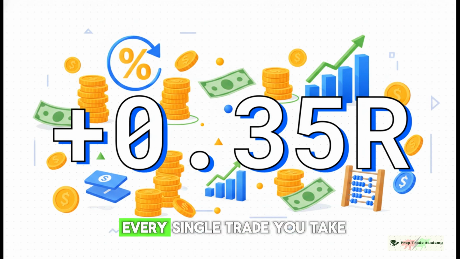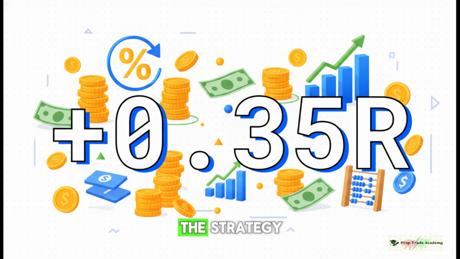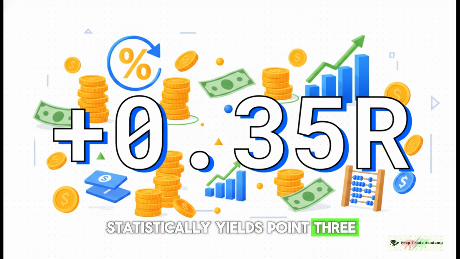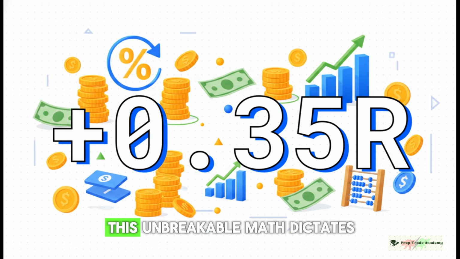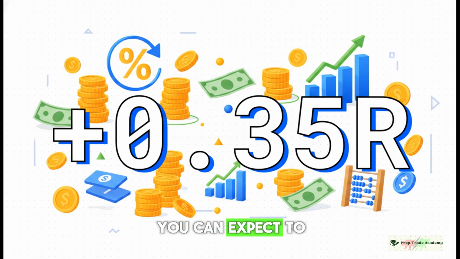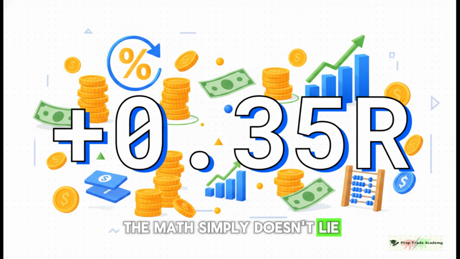It means that for every single trade you take, whether that individual trade ends up winning or losing, the strategy statistically yields 0.35 times your initial risk amount on average over a large sample. If you are risking $1,000 a trade, this unbreakable math dictates you can expect to make $350 per trade over the long run. Say you take 30 trades a month, that's an average of $10,500. The math simply doesn't lie.